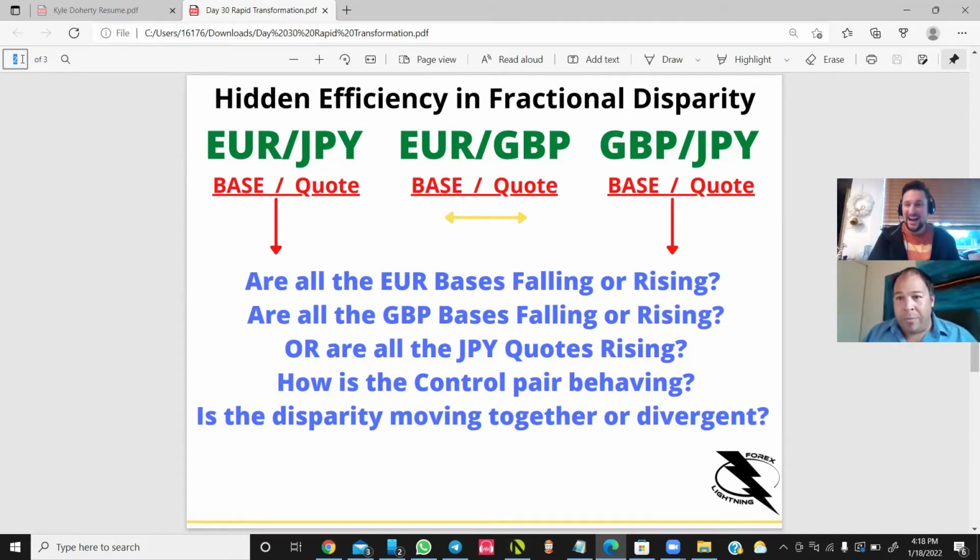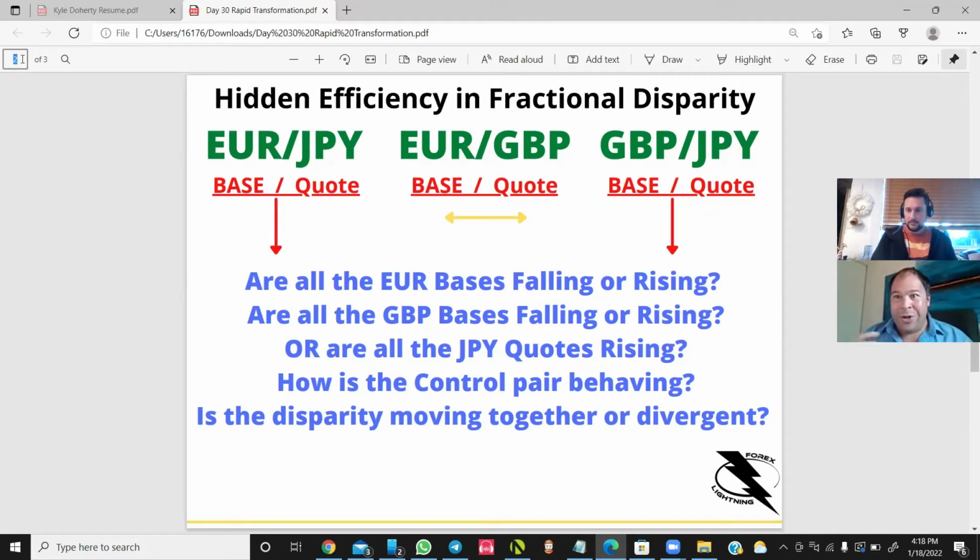But it's when you can put this context in, and then you look and see, like in this example, how is the control pair behaving? Is it just chopping sideways, right? Or is the disparity moving apart? Like in my example, the pound Swiss was moving short and the euro pound was moving long. So I was seesawing, right?